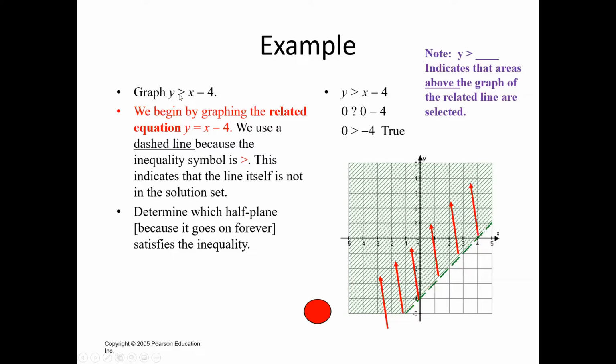Because this is greater, although it will not include the line, any xy value that's up here, greater than or higher than the ones on the line, will also be true and produce a truth.